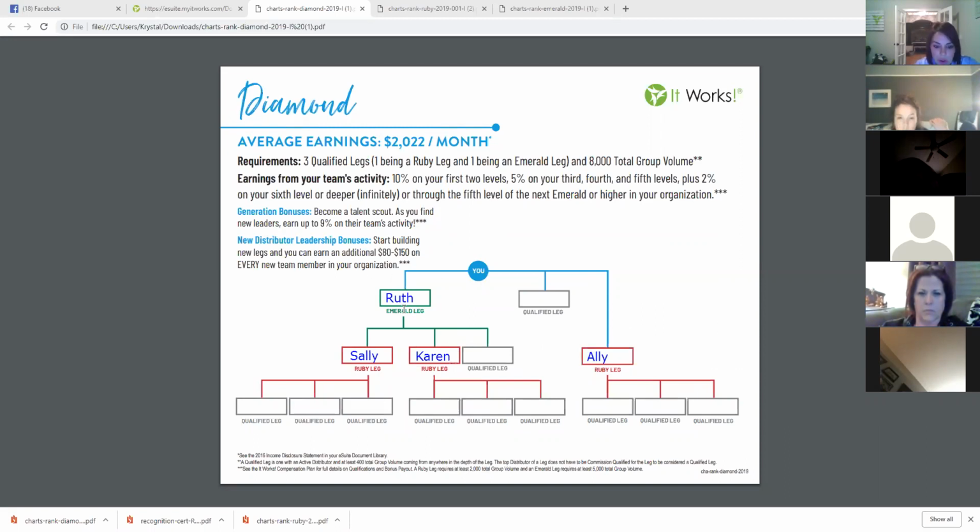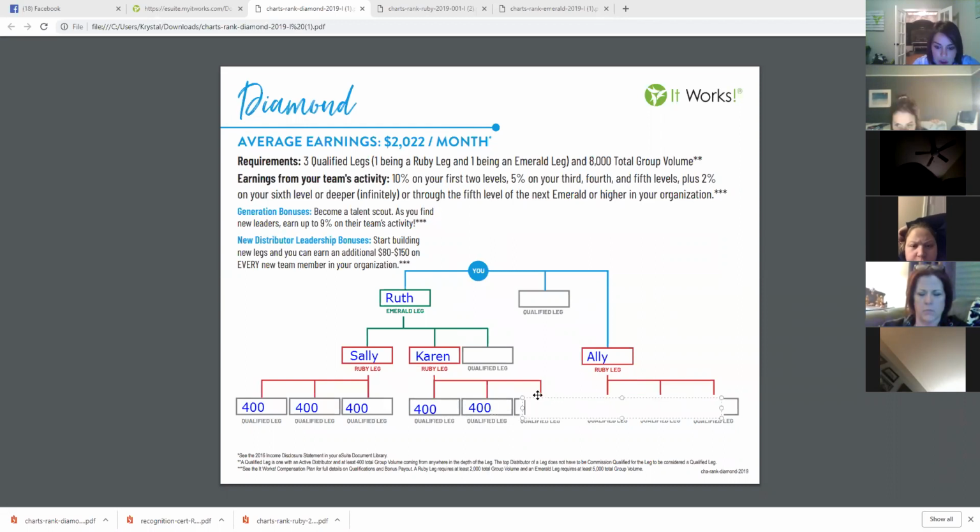So Ruth is going Emerald, so she has Sally underneath her, who is commission qualified. She has her 3 400 GV legs, and she has 800 coming from somewhere else within her organization, so she is a qualified Ruby. Karen, same thing. Karen is commission qualified. She has her 3 $400 legs underneath her in group volume or more. They can definitely be more than 400, but 400 minimum.